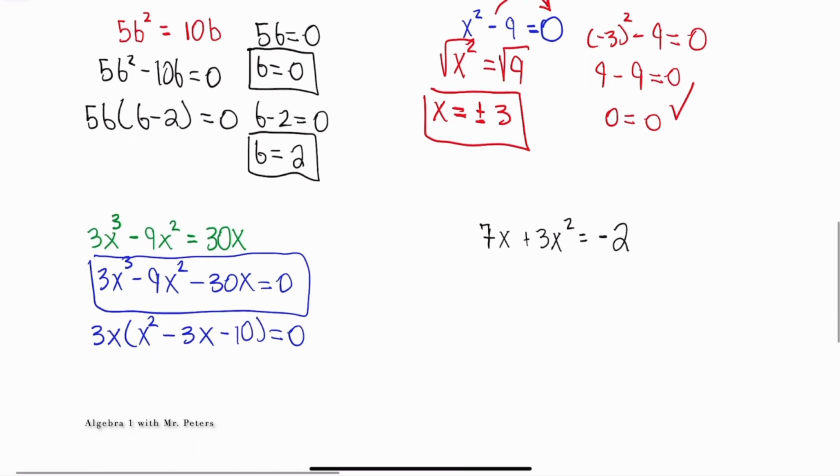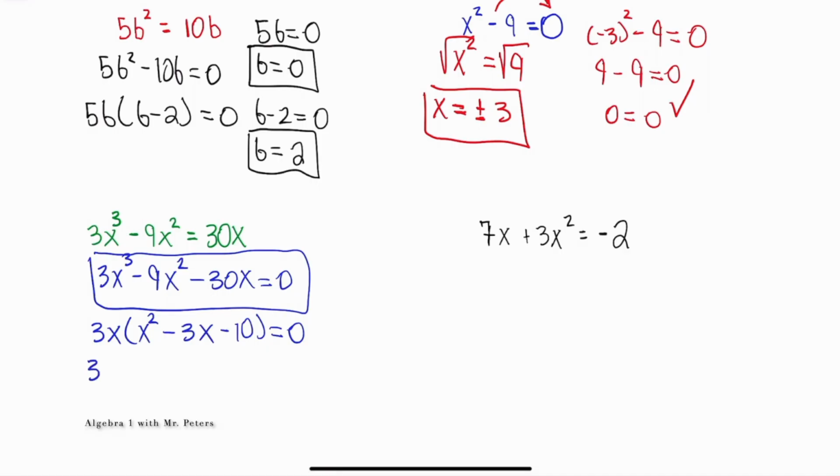And when we pay attention to what's inside the parentheses, 3x stays the same, but what's inside the parentheses is now going to change to x minus 5 times x plus 2. So now when we get to this last step of setting the factors equal to 0, this is what we should have.